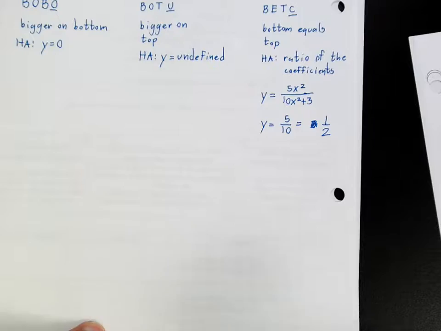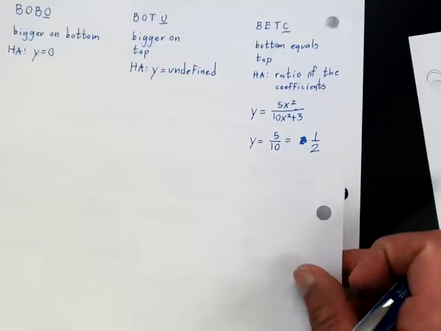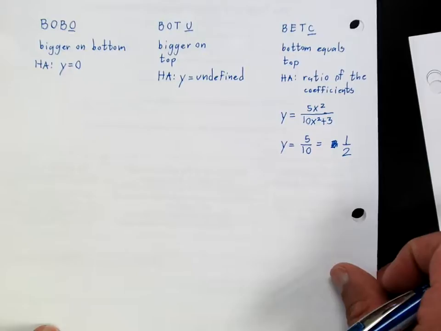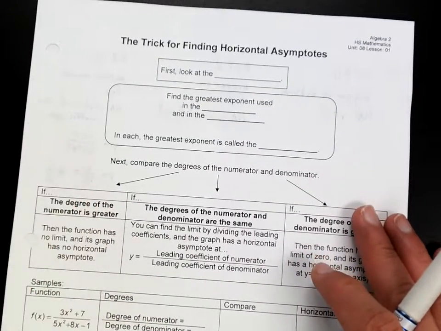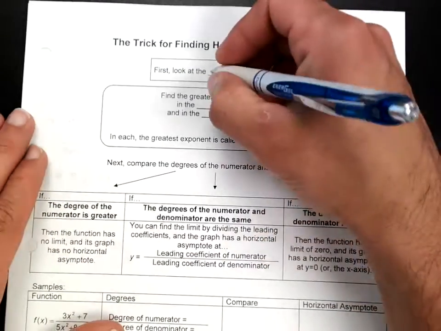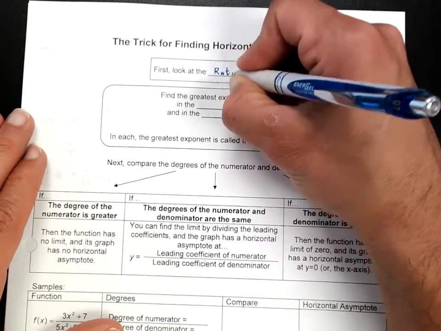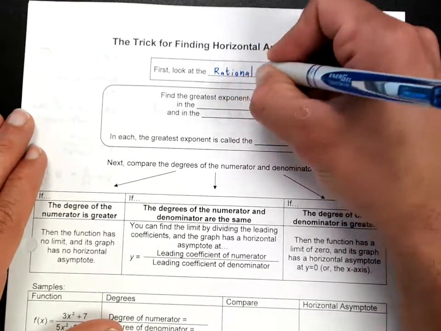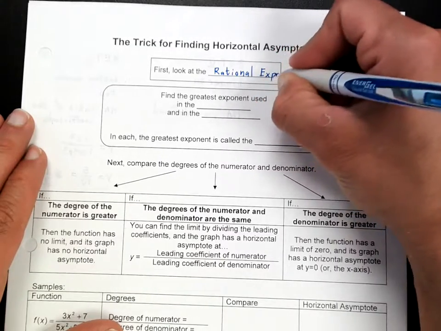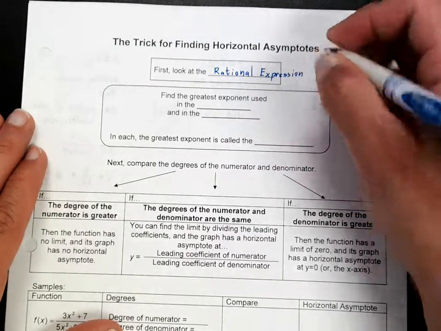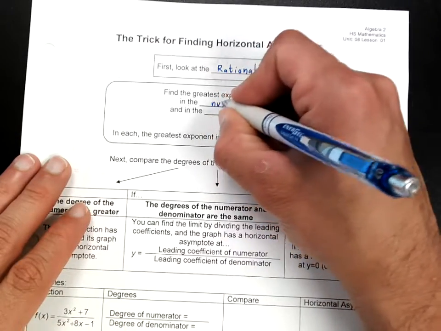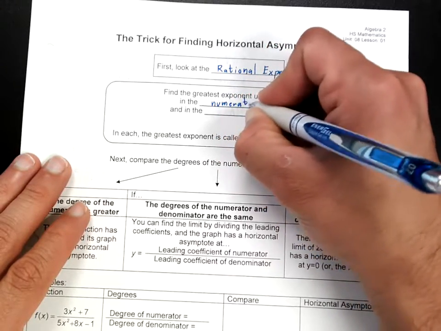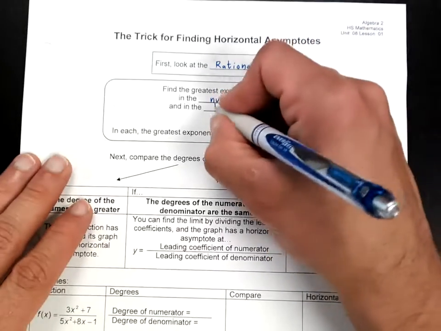So let me go back to the front of this paper now. What, did you finish doing that? All right, so let's go to the front. So now, when you first look at the rational function, or I should say rational expression, I don't really care if you write that down, but you're going to find the greatest exponent in the numerator and in the denominator.